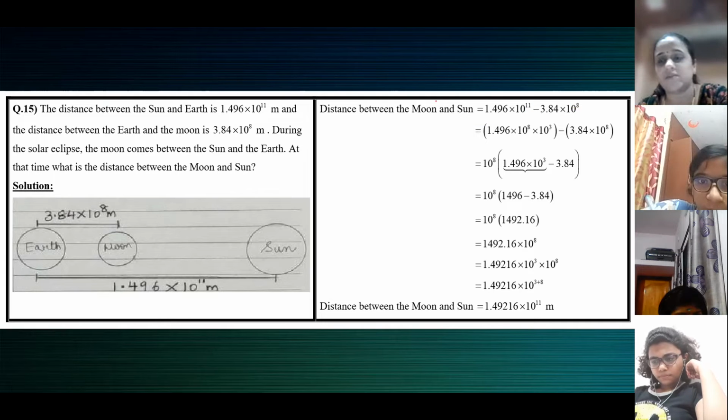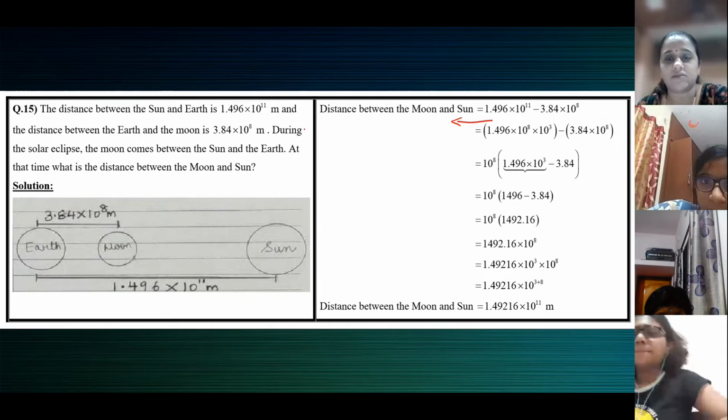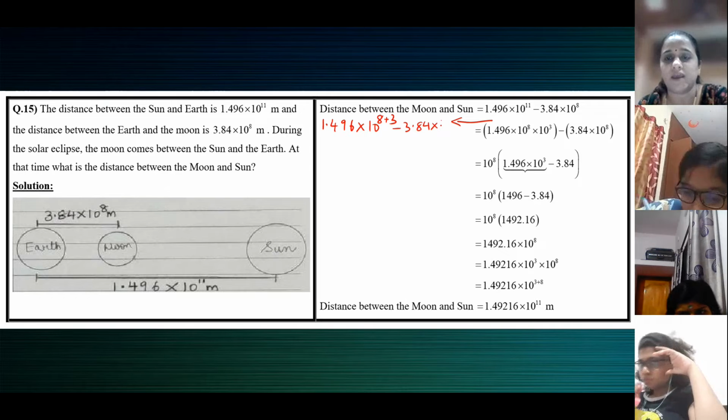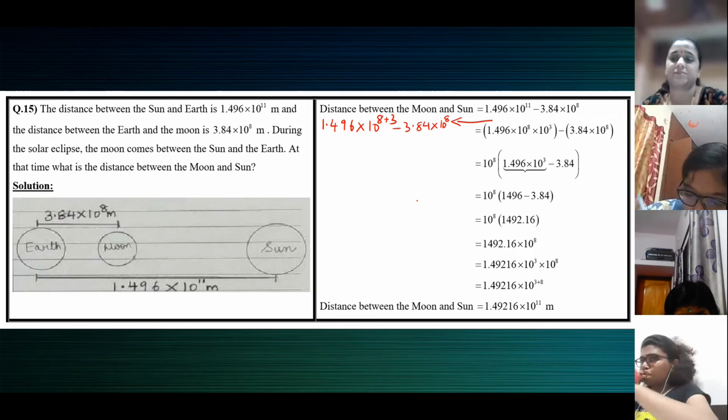We have 10 raised to the power 11, 10 raised to the power 8. So we're going to write 11 as 8 plus 3. You can have a step in between. So it is 1.496 into 10 to the power 8 plus 3, where 11 is written as 8 plus 3, minus 3.84 into 10 to the power 8. This can be the second step.